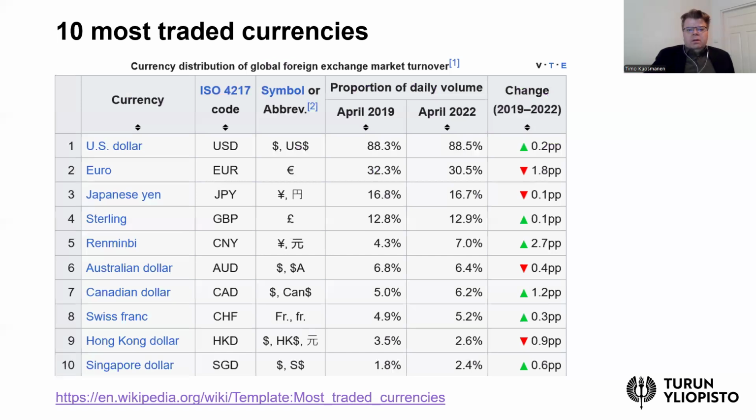So if we look at just the proportion of daily trading volume, here's a recent table I took from Wikipedia that indicates the proportions of daily volume in April 2019 and April 2022, and then also the relative changes. So we see that almost 90% of currency exchange transactions involve the US dollar.